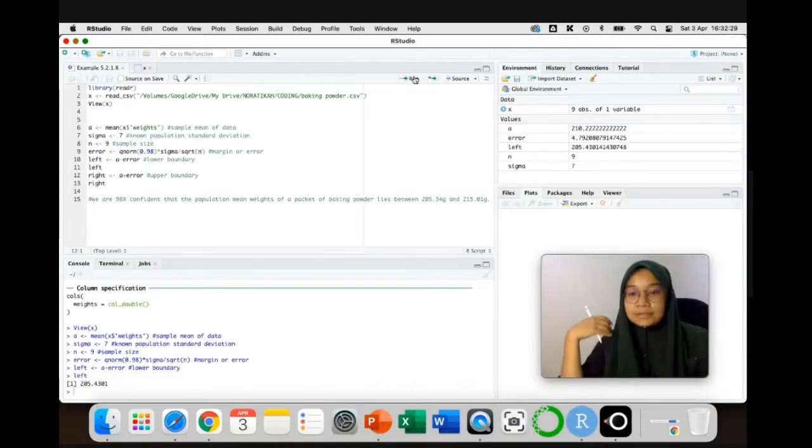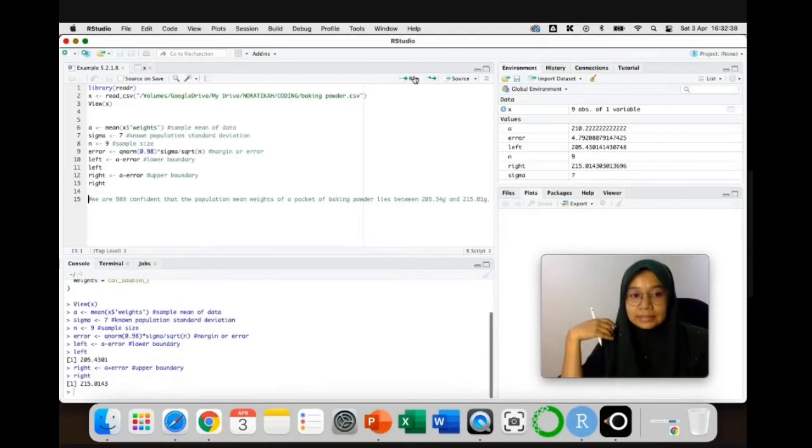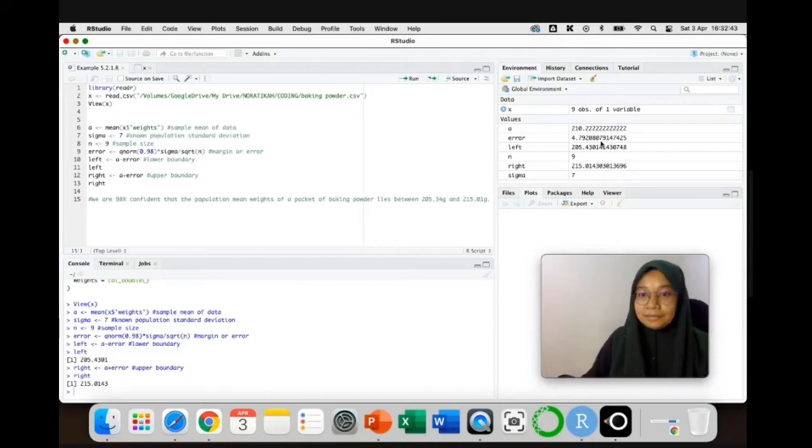Left is the lower boundary, 205.4301. And this is the upper boundary, 215.0143. So you will get left and right. Bear in mind, left is your lower boundary, right is your upper boundary. So how do you want to interpret your result? You do it like this. We are 98% confident that the population mean weight of a packet of baking powder lies between the lower boundary 205.34 gram and the upper boundary 215.01 gram.